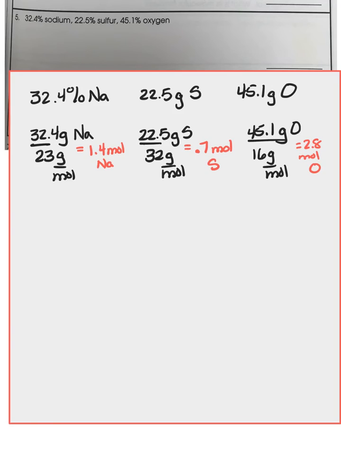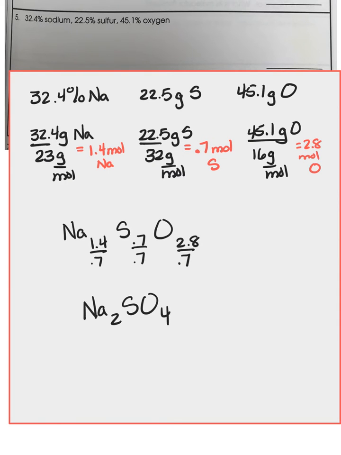Alright, so this one I'm just going to do real quick, and hopefully you're following along with this video. If you have any questions, make sure you see me during class. Alright, so in the second step here, I calculated the moles of sodium, right here, and the moles of sulfur, and the moles of oxygen. Now I'm going to set up my mole ratio, and you can see that these numbers are not whole numbers, so we're going to divide each one of those by the smallest one, which happens to be 0.7. When we do that, we're going to get Na2S1O4. And there's your empirical formula.